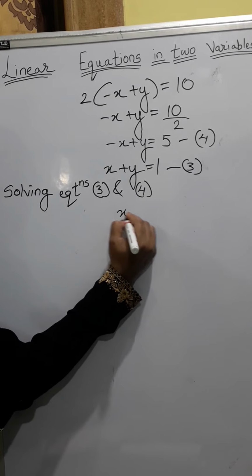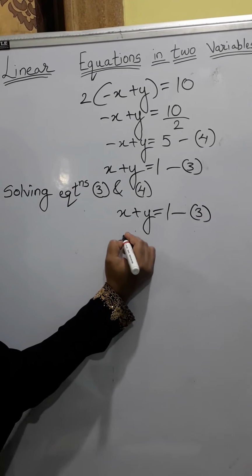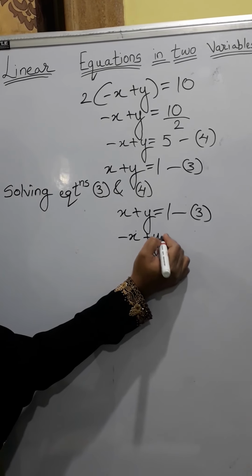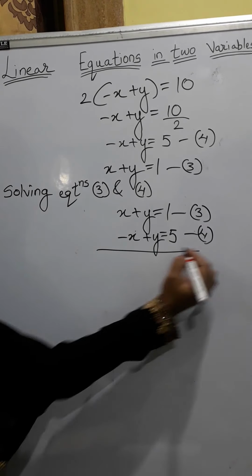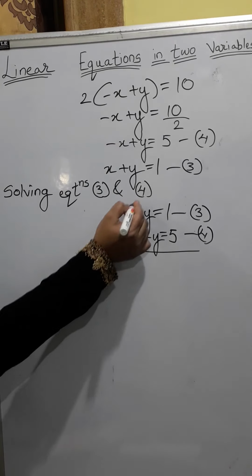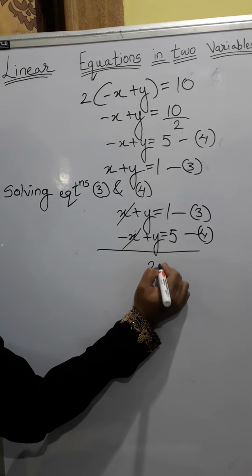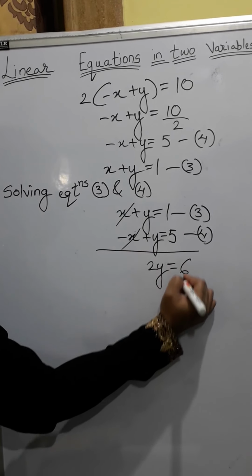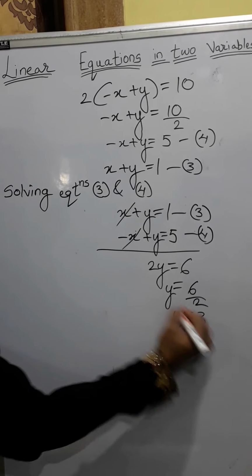See now. x plus y is equal to 1. This is your equation number 3. And minus x plus y is equal to 5. This is your equation number 4. Now here in both the equations, variable x is with a different sign. So now what we have to do? We have to eliminate this x variable. So by eliminating the x variable, we will get the value of the y variable. Now see, this will be added because addition is there. So now we got the value of variable y here.